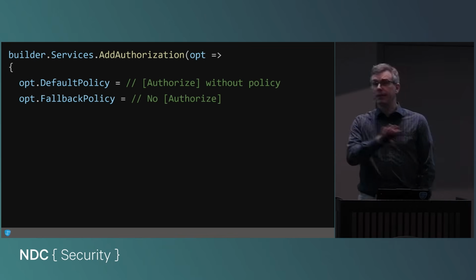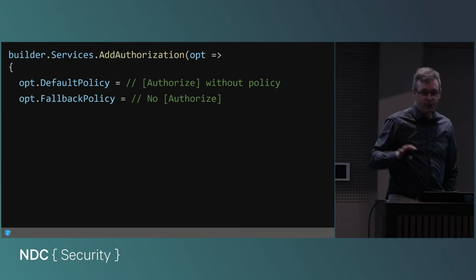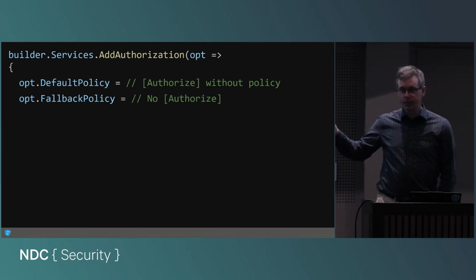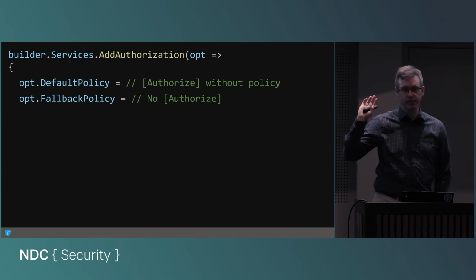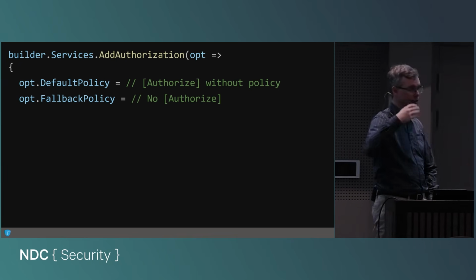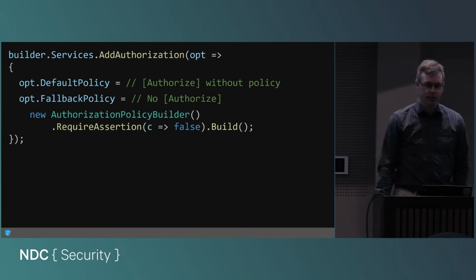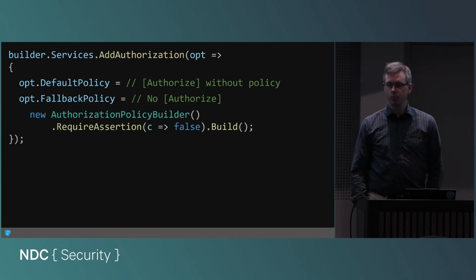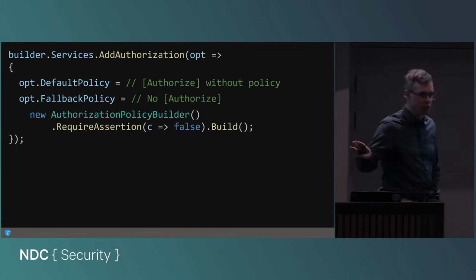No. But if we would forget, not one of you, of course, one of your colleagues back home, if they would ever forget anything, it might be a safeguard to have a default fallback policy that does something in case there was no authorization policy defined. I prefer this one: require assertion false. What this does is to make sure that the entire system is completely locked down.